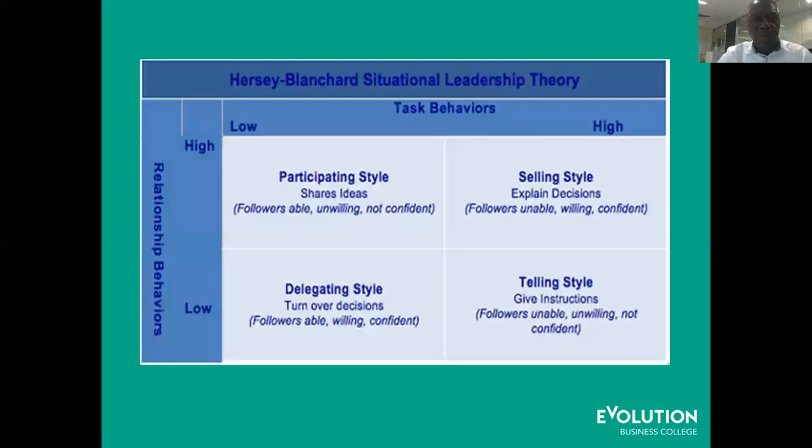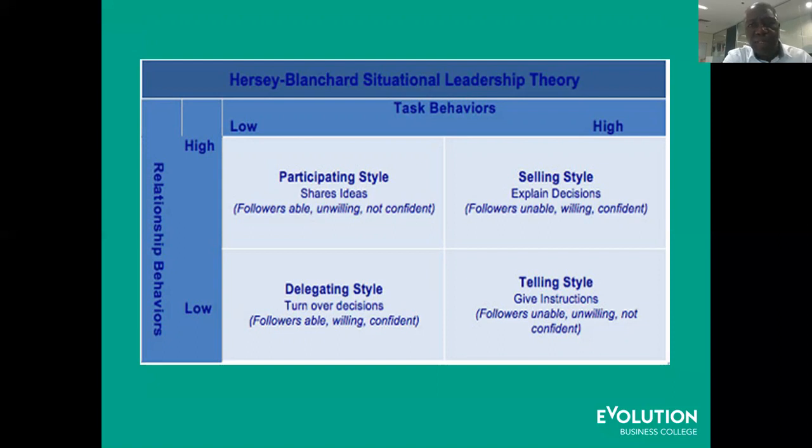And let's go to the next one. Hersey and Blanchard's situational theory. You look at the left-hand side, you've got the relationship behaviors, and right there, perpendicular, we've got the task behaviors. So you've got the participating style. Here they're saying the participating style is the sharing of ideas, where followers are able but unwilling. If the sharing of ideas is very low, then you find that your followers are not confident and not willing to follow, right? So the task behavior is low, and the relationship behavior here is high.